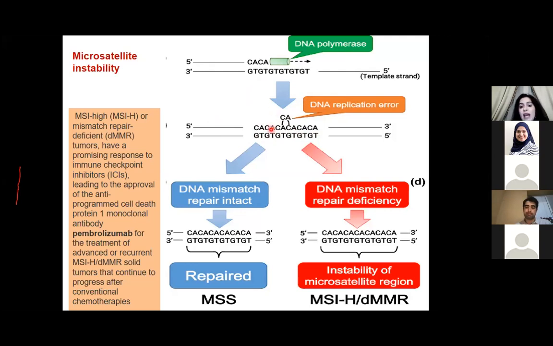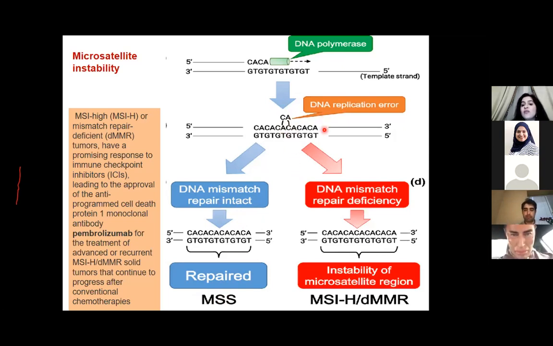For instance, if we have here this DNA replication microsatellite repeat, there is an insertion of an excess CA. It's not normally present. Now there is an excess CA in the microsatellite sequence. If this error is repaired by the mismatch repair system, which is intact, it will be repaired and there will be no instability, the genome is preserved, the microsatellite sequences are now stable.